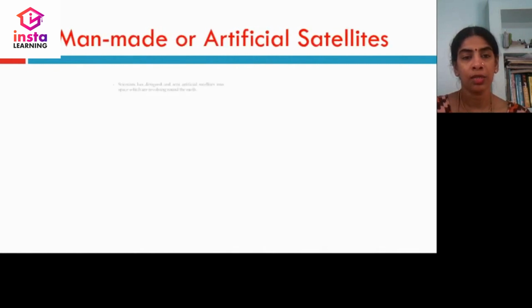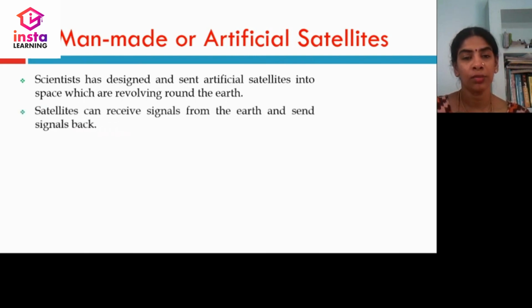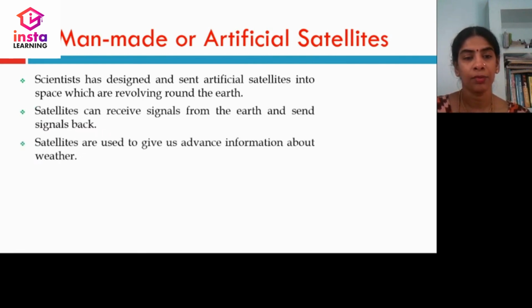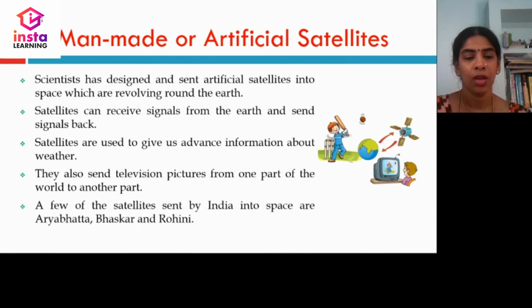Man-made or artificial satellites. Scientists have designed and sent artificial satellites into space which are revolving around the Earth. Satellites can receive signals from the Earth and send the signals back. Satellites help us to give advanced information about the weather. They also send pictures from one part of the world to another part. A few of the satellites sent by India into space are Aryabhata, Bhaskar, and Rohini.